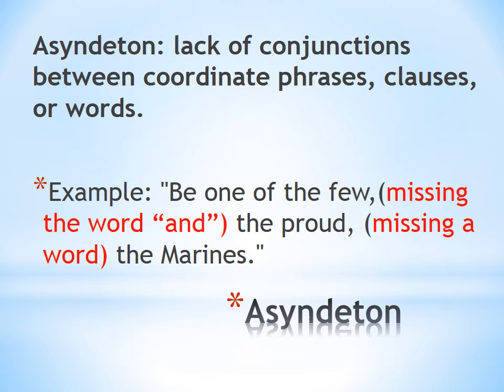Now, why would we take the words and out? Be one of the few and one of the proud and one of the Marines. Why would we do that? Because the writer wants us to put those words so close together that we're hearing in our heads, few, proud, Marines in one breath. And therefore, if I want to be a Marine, I'm among an elite group, and I'm going to be a person who is full of pride and is very proud, and people will be proud of me. We hear those words so close together. So the writer, once again, is using the lack of conjunctions to achieve a goal.